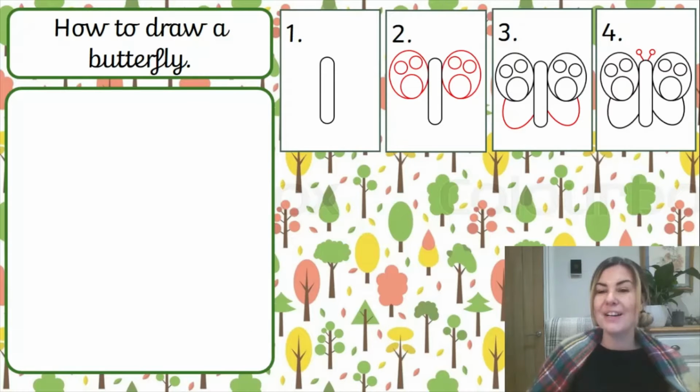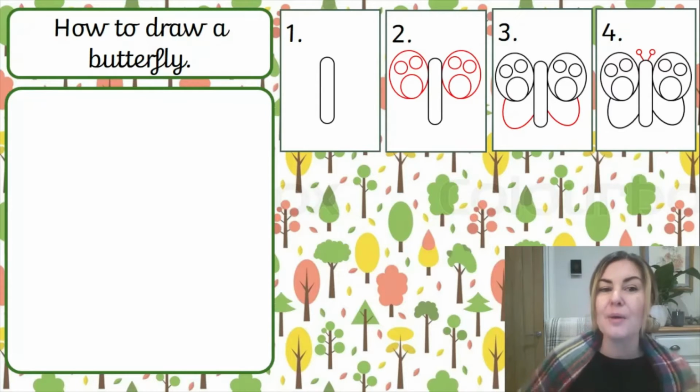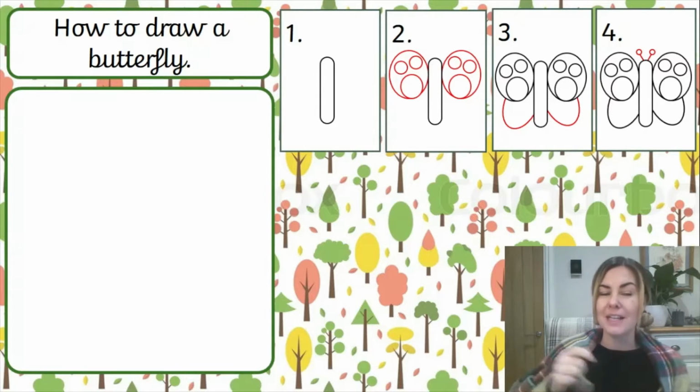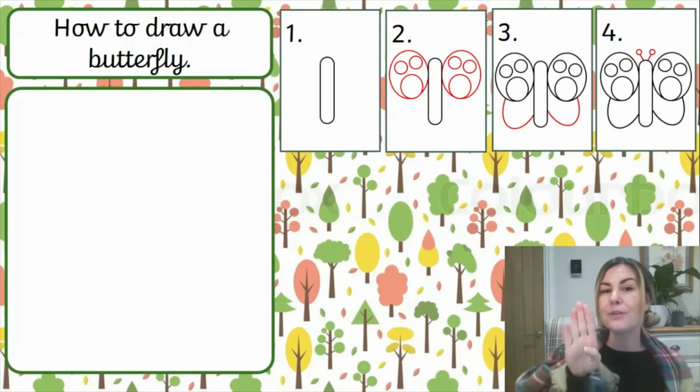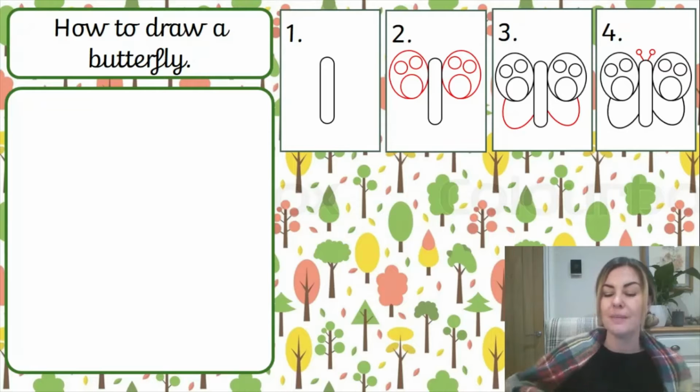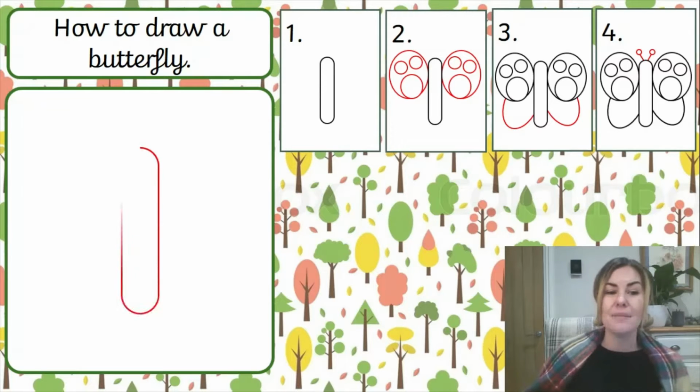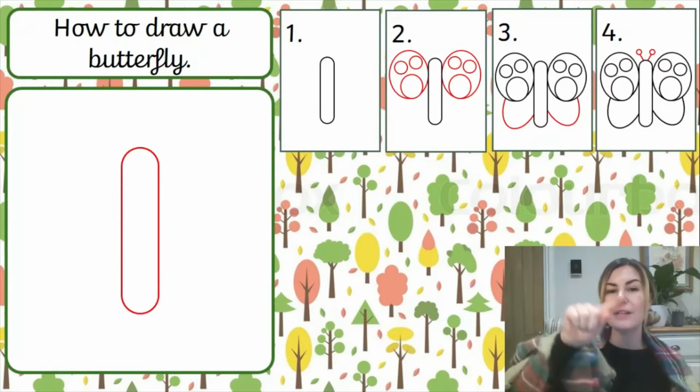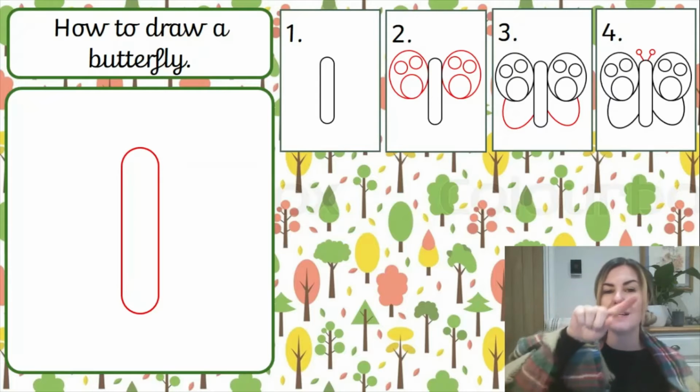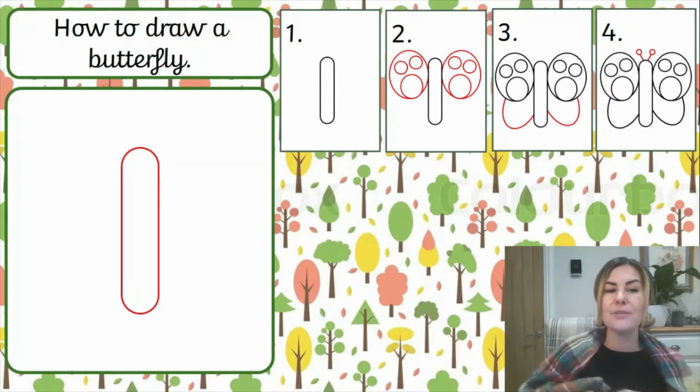So the first animal that I'm going to show you how to draw is a butterfly. Remember to pause the video to give yourself enough time to catch up. There are 4 steps to drawing a butterfly. The first step is to draw a really long rectangle that has curved sides. Draw that on your piece of paper now.